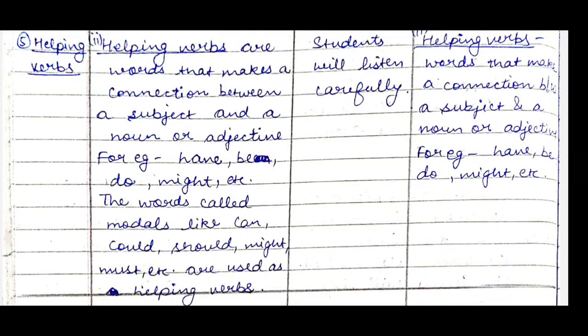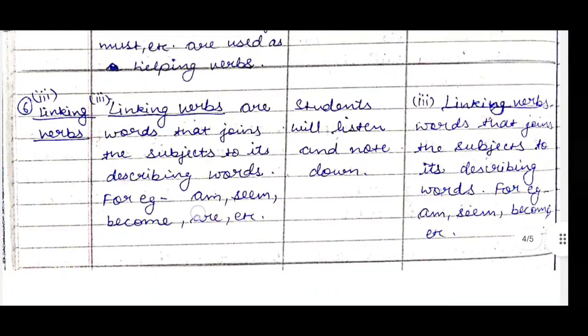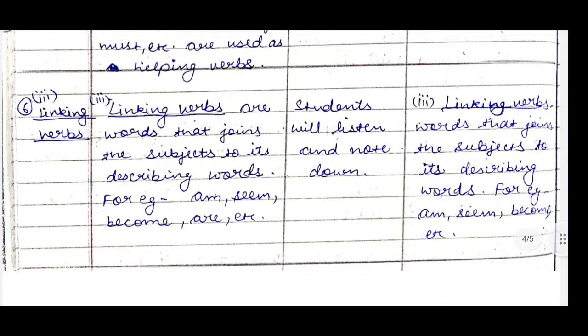Students will listen carefully, and we'll write it on the board. Helping verbs, words that make a connection between a subject and a noun or adjective. For example, have, be, do, might, etc. Then we have, I'm so sorry, then we have linking verbs. Okay, third is linking verbs.